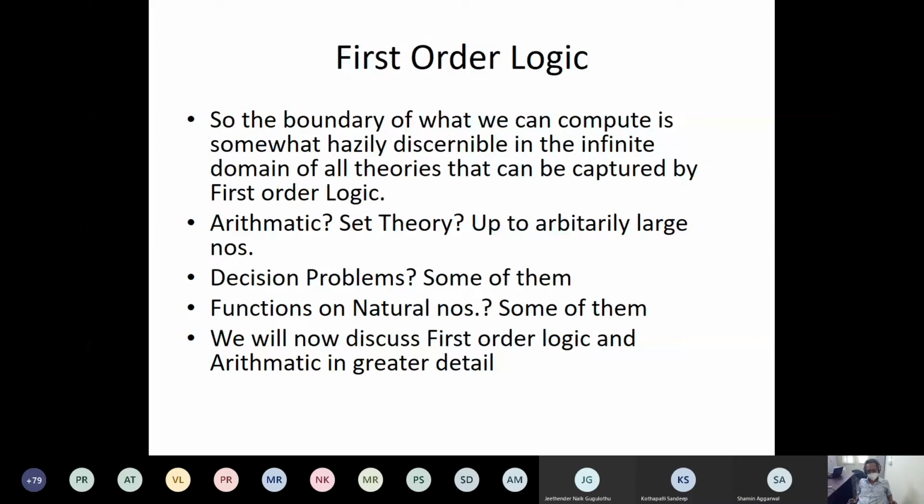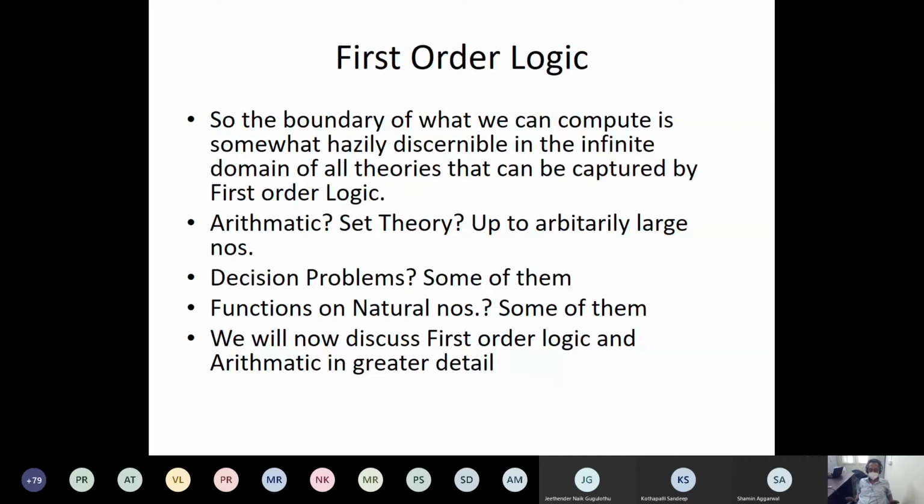Decision problems, some of them. We will go into the details of what kind of decision problems we can solve and what kind of decision problems we cannot solve. Functions on natural numbers, once again, some of them. So we will define which class of functions on natural numbers we can actually compute.